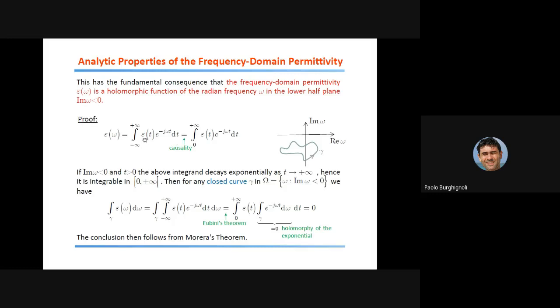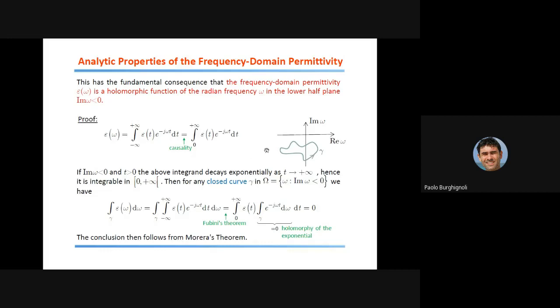Now, if the epsilon in the time domain is causal, this means that it is 0 for negative times, so you can limit your integration interval from 0 to infinity, okay? Now, in turn, this implies that if omega has a negative imaginary part, and since we are now considering positive times, then the integrand in this integral decays exponentially when time tends to plus infinity. And so the integrand is integrable on the positive real axis.